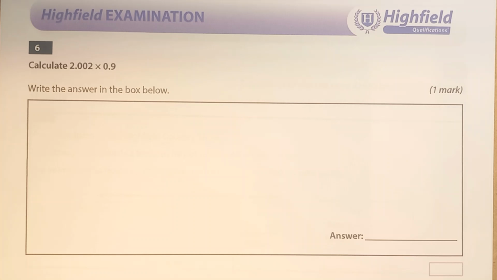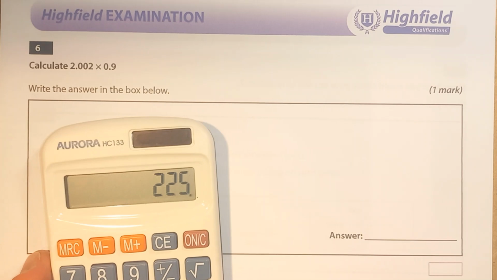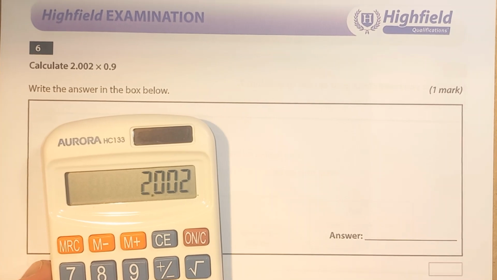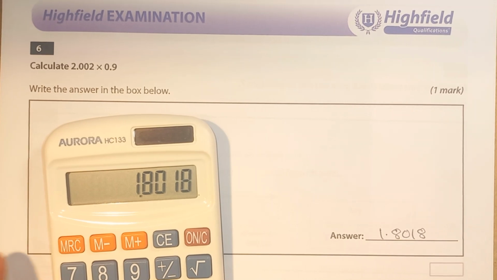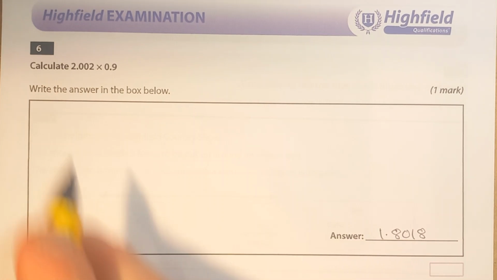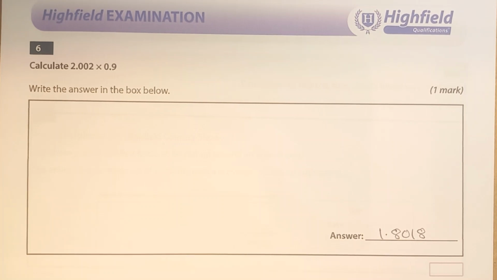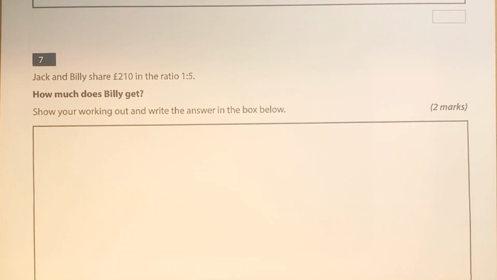Okay, question 6. Calculate 2.002 times 0.9. Again, this is a calculator question, so we can just type it in. 1.8018. I know it almost seems too straightforward, but we're just doing exactly what they've asked us. If it wasn't a calculator question, it'd be quite different, but it is, so there you go.